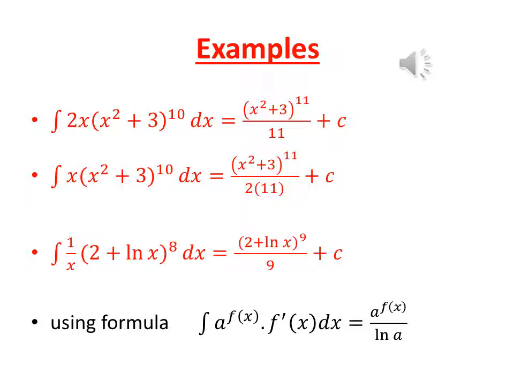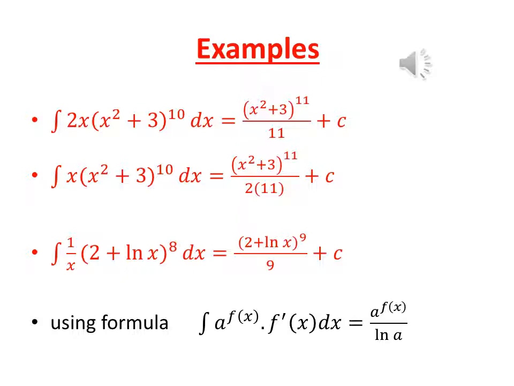Third example: integration of 1 over x times 2 plus ln x power 8 dx. Look inside the brackets: inside the brackets is 2 plus ln x. Take the derivative. The derivative of 2 is 0, and the derivative of ln x is 1 over x. Where is 1 over x? It is outside. So the rule here is that the brackets power increases by 1, over the new power. So 2 plus ln x, here the power is 8, 8 plus 1 is 9, over 9, plus c. These 3 examples illustrate the rule exactly.